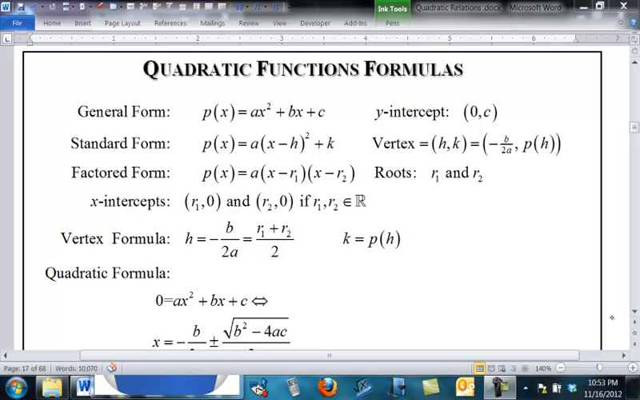Either way, you get h, and then you just take h and plug it in place of x in the form that you started with and solve that, and that will tell you what k is. So k is just p of h. Now you have h and k, so you've got the standard form.